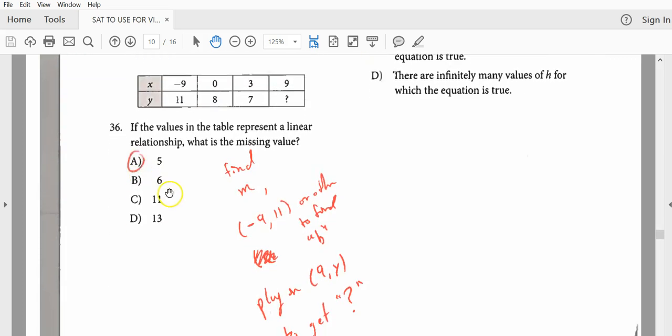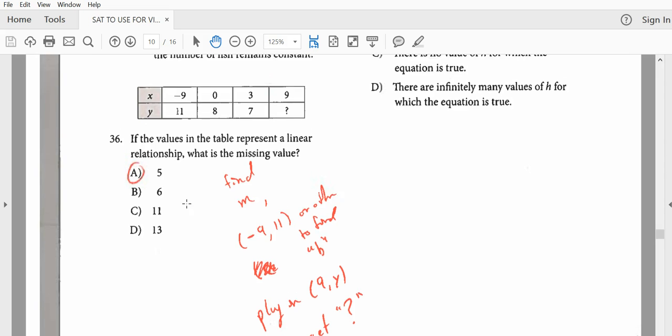Okay. If the values in the table represent a linear relationship, what is the missing value? So here, we know it's linear, so let's find m. Pick an ordered pair, and another one. We find our slope, pick any ordered pair, find our b, then we plug in our 9 and our y to get that question mark, that y value. This is kind of a multi-step problem, so we need to get our m, write an equation, and then substitute to find it. So not terribly hard, but it might take a few steps. Definitely look through the work in the back of the book there.